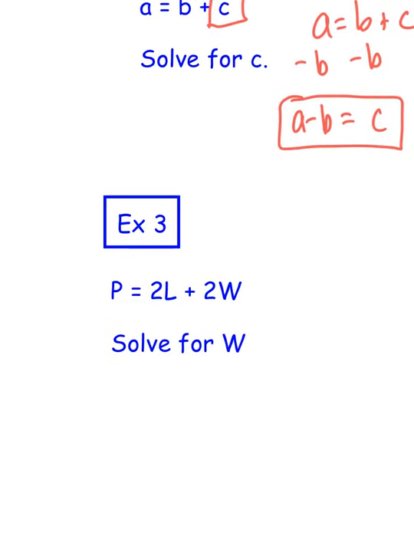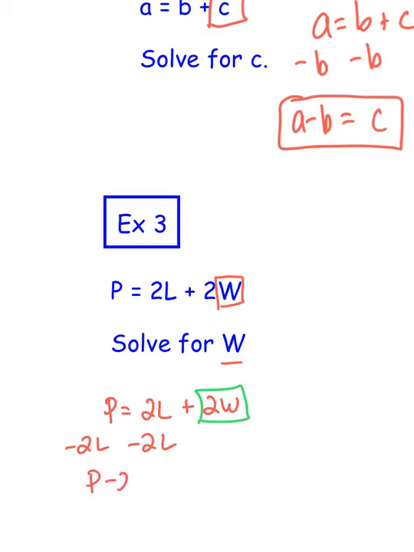All right, example 3. This is the perimeter formula for a rectangle. And so what we're going to do is solve for w. So we want to isolate that w. I'll rewrite it down here. P equals 2L plus 2W. So the idea when you have multiple things going on here is we're just going to leave this 2W alone for now. We're going to get rid of everything else on that side of the equal sign. So since we're adding 2L, we can subtract 2L from both sides. And I get P minus 2L equals 2W.